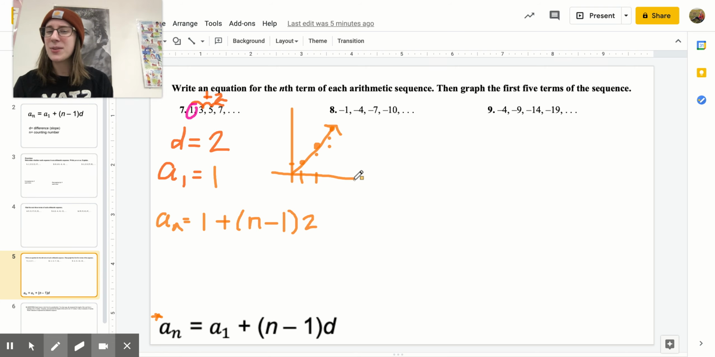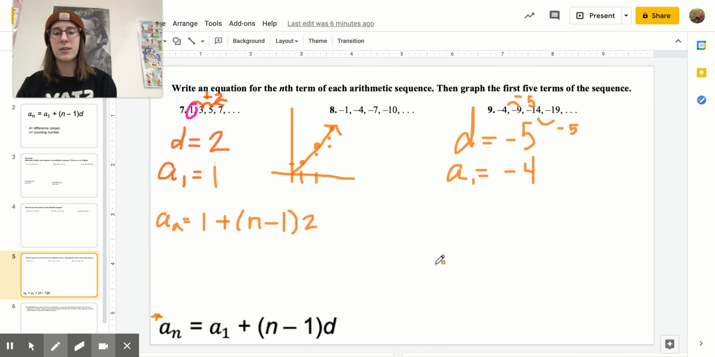I'm going to try 9 with you and let you try 8. So again, in number 9, I want to figure out what my d value is and what my a sub 1 value is. A sub 1 is that first number, which is negative 4 in this case. And the d is how much you are increasing or decreasing. To get from negative 4 to negative 9, we subtract 5, which makes sense. From negative 4 to 1, it's also minus 5. So that is your slope or your difference or your rate of change.